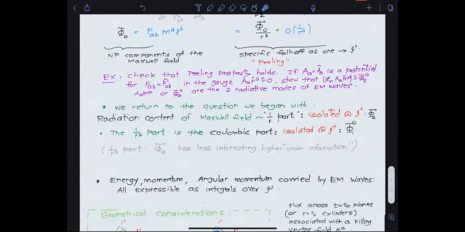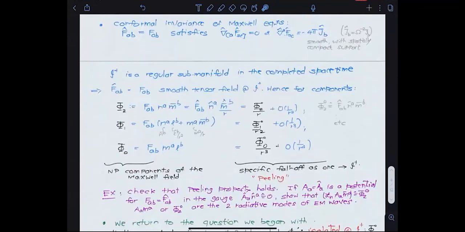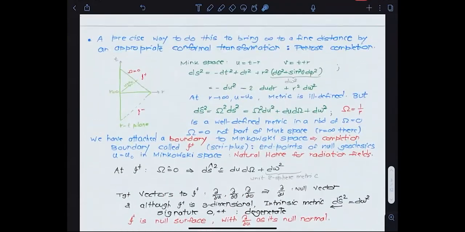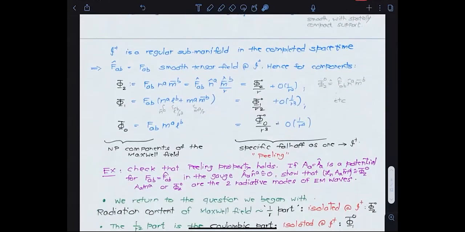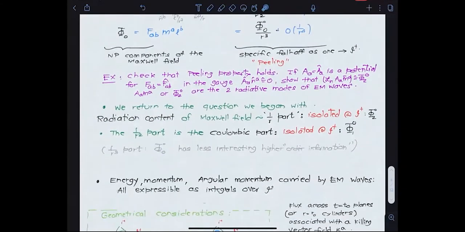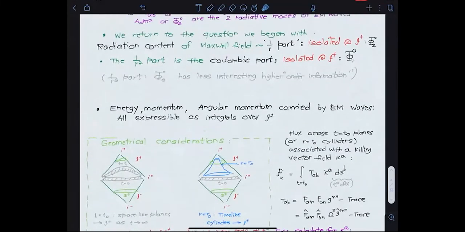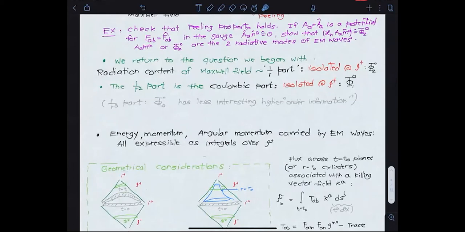So we return to the question that we began with. How do you talk about the radiation content of the Maxwell field, the 1 upon R part of the Maxwell field? And the point is that in a local region in space-time, if you just give me the Maxwell field and ask for the 1 upon R part, I don't know what the 1 upon R part is. But if I go to Scri, null infinity, if I conformally complete this space-time and add this boundary, then I know that some part, like the phi 2 naught part up here, that part is a radiation field that has 2 components, and I can extract the radiation field in that way.